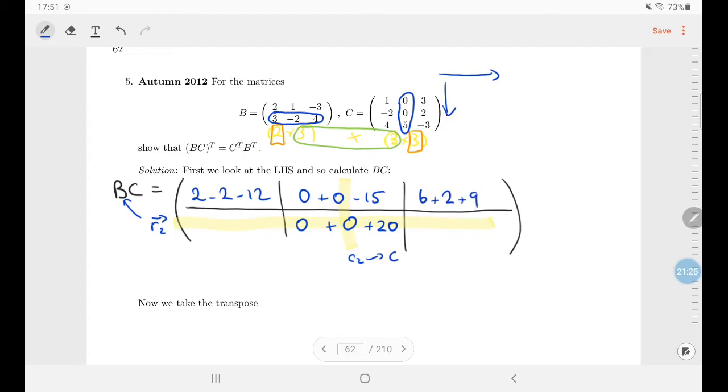Bottom left corner is row 2, column 1, 3 by 1 is 3, minus 2 by minus 2 is plus 4, plus 4 by 4 is 16. We've done the next one, and then the bottom right is row 2, column 3. So 3 by 3 is 9, plus minus 2 by 2 is minus 4, plus 4 by minus 3 is minus 12. And we can tidy that up.